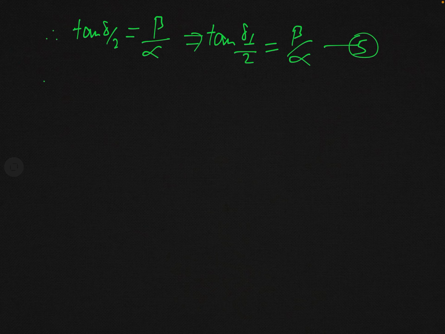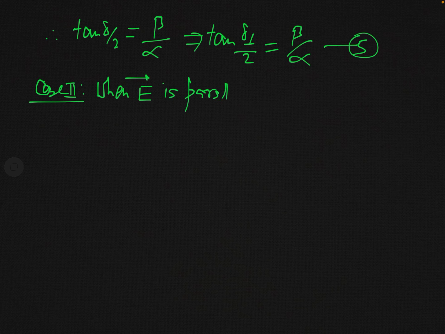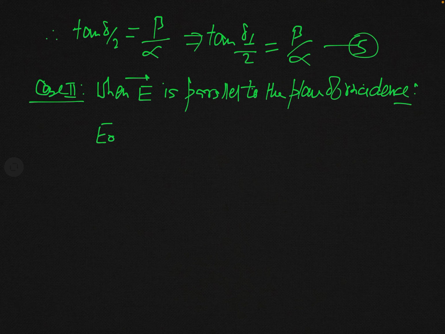Now we will consider case number 2, which is when the electric field is parallel to the plane of incidence. Actually, this delta perpendicular which we have calculated is the phase retardation, and similarly we will calculate the phase retardation experienced by the wave after the reflection, considering the second case, that is when the electric field is parallel to the plane of incidence. So now let us calculate the same quantity in this case. So case number 2 is when E is parallel to the plane of incidence.